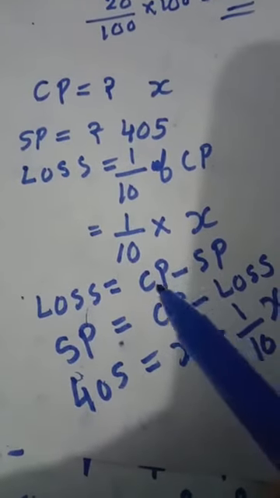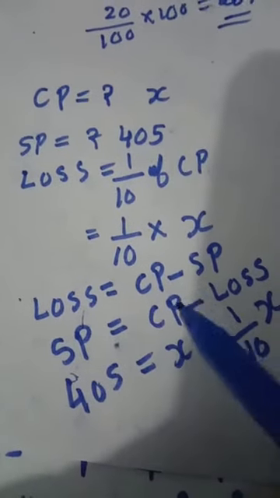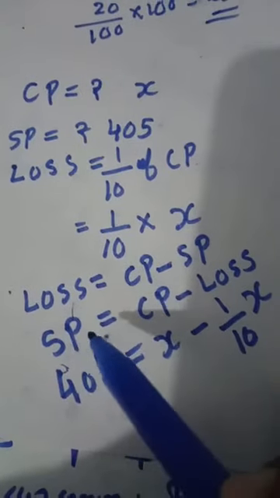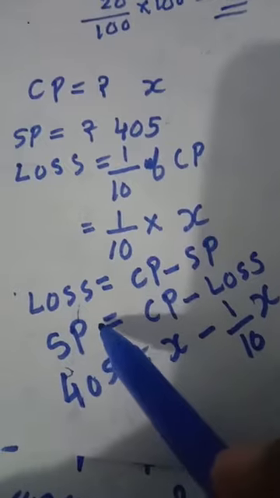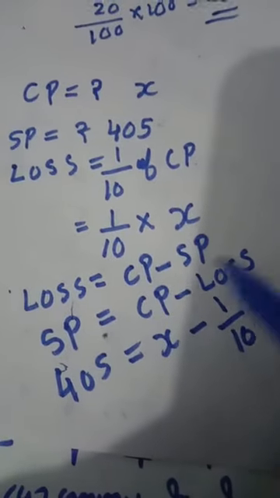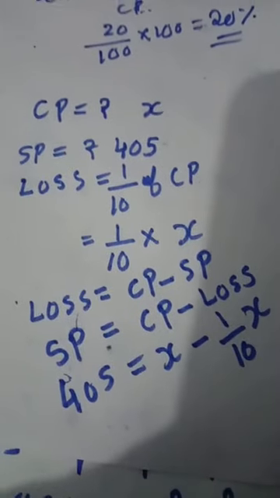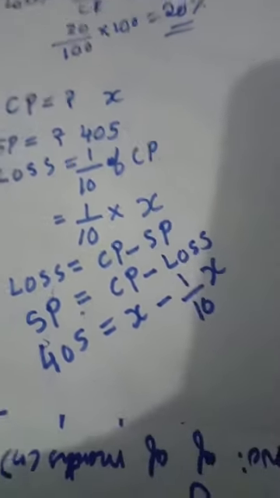So how to find loss? CP minus SP. So SP is CP minus loss. Don't memorize this, you just think and write. In the case of loss, SP is smaller. So CP minus loss, that is 405 is equal to X minus 1 by 10X. CP is X, this is 1 by 10X.